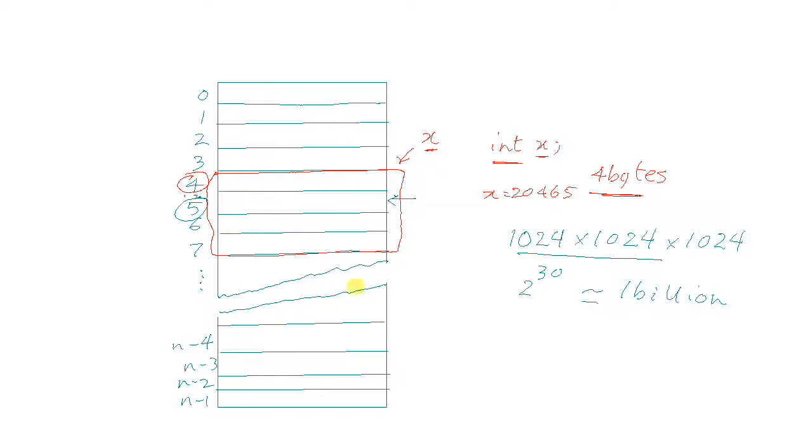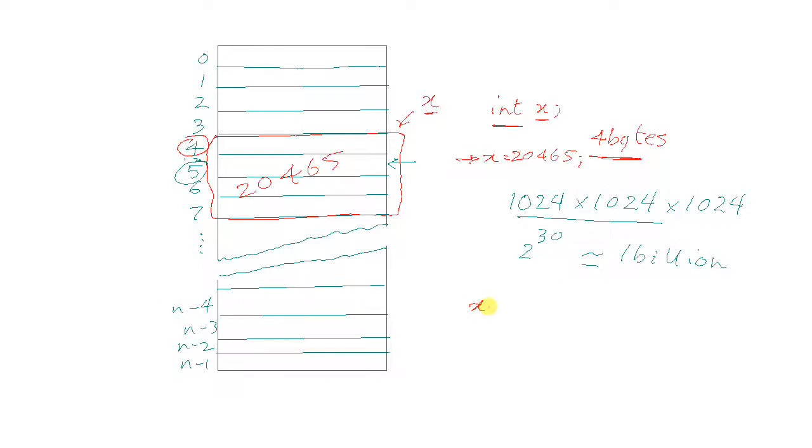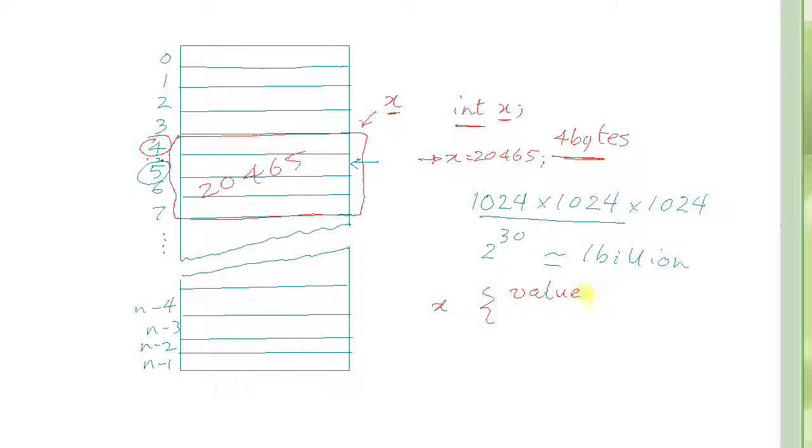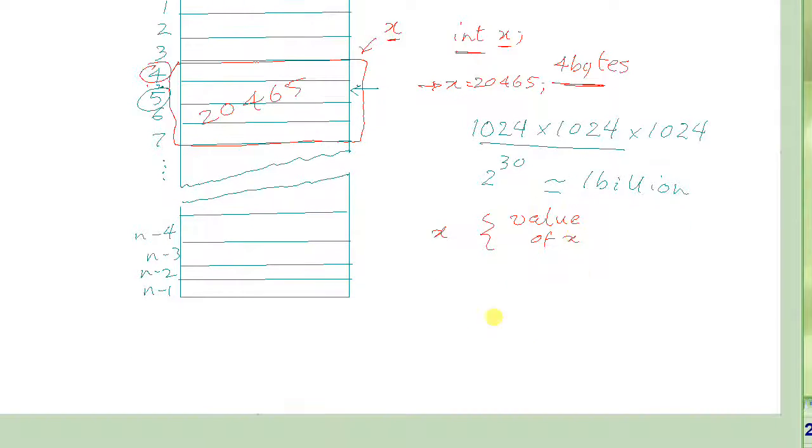So later on in the program, if I say x is equal to 20,465, for example, what it does is, when it executes this statement, it writes 20,465 in all these 4 bytes together, combined together. In this 4 byte location it writes 20,465. Okay, so this is the value of x. So x is the same as the value of x.